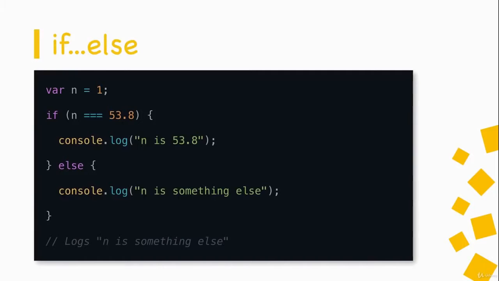However, the code inside the else block will run, because the code inside the else block runs if the condition is false. In this case, the code console.log n is something else is what actually gets executed, and we get that logged to the console.